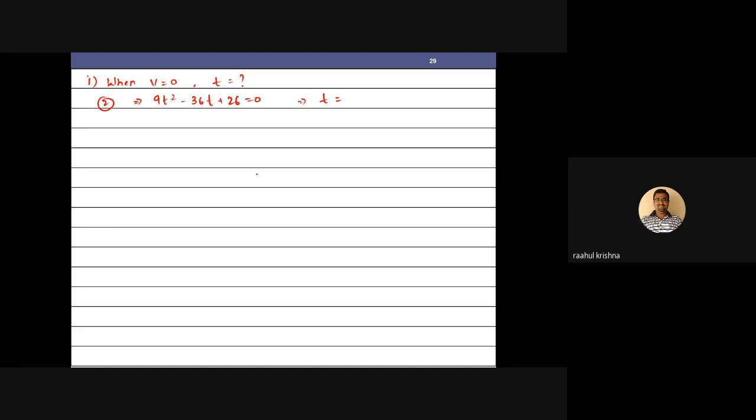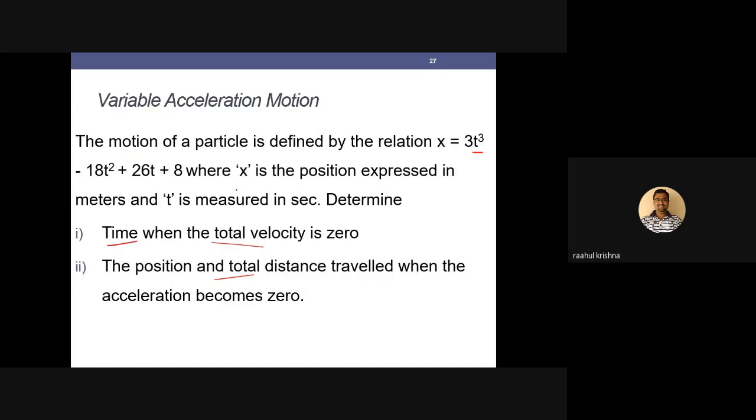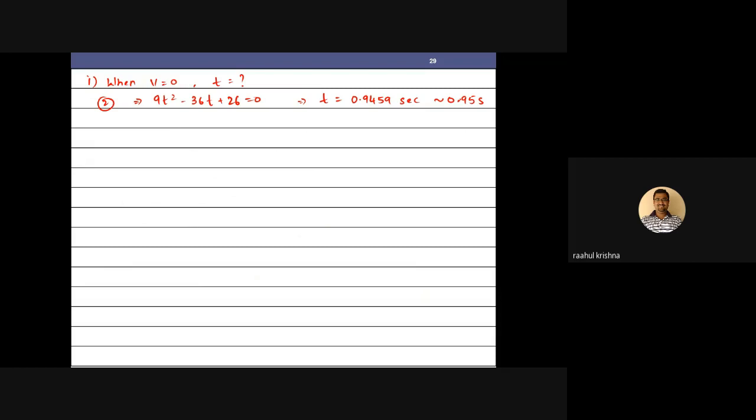Why is the time taking so long? It is 0.9459 seconds, or maybe I can also call it 0.95 seconds. So this was the first case. For this particular condition, when my total velocity is zero, the displacement I'll have to find out. I am supposed to find the total velocity when it's zero, the time which comes out to be 0.95 seconds.